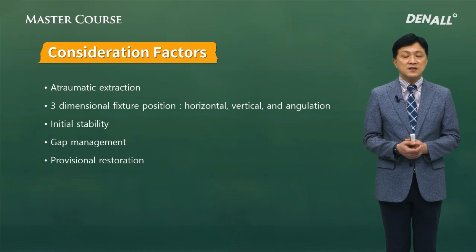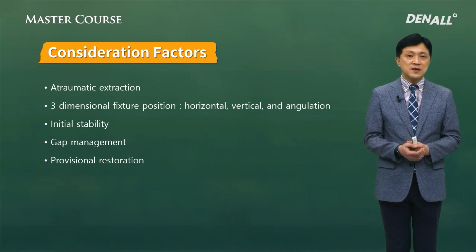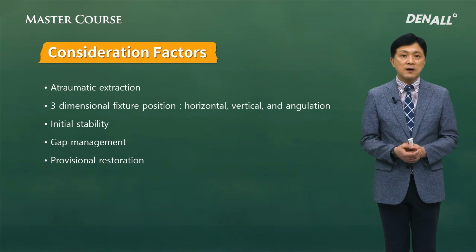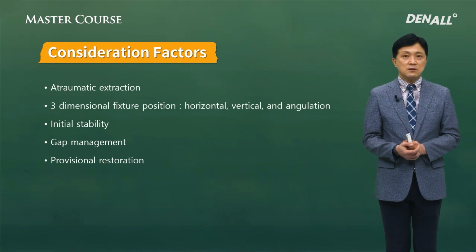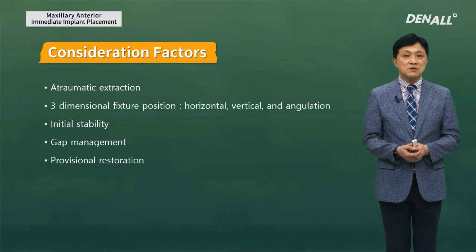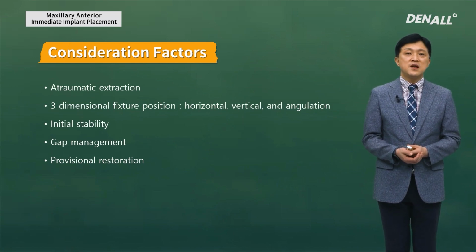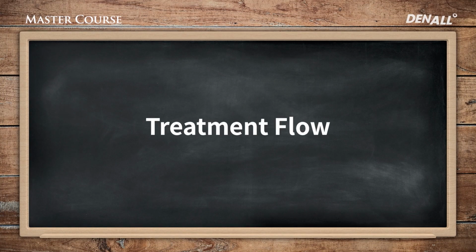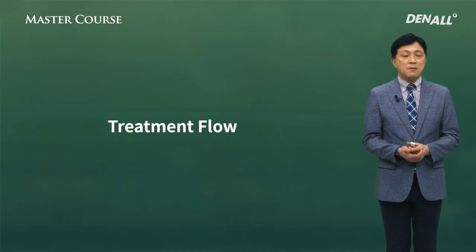And how to achieve primary or initial stability should be considered. And after implant placement, a gap is created. How to manage the gap should be considered. And last but not least, provisional restoration should be considered. How to provide a provisional restoration to a patient needs to be considered for immediate implant placement. How do we need to consider them? Let's talk about them using a clinical case.